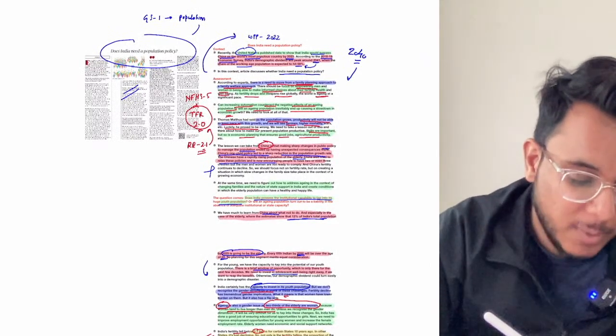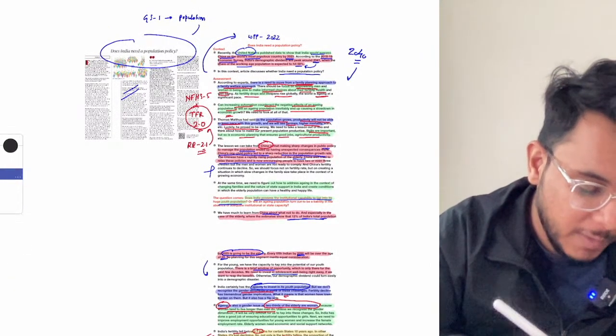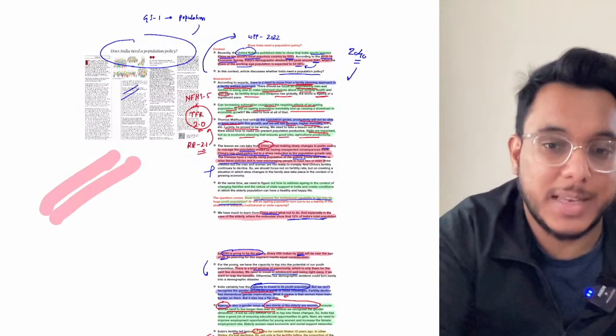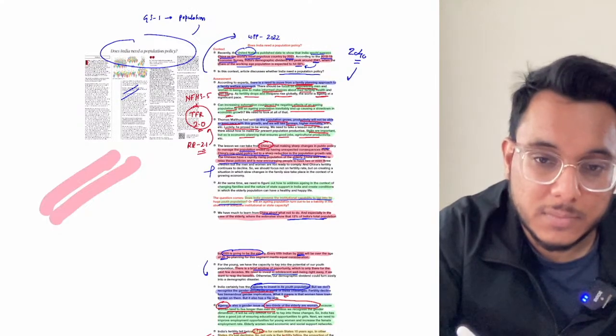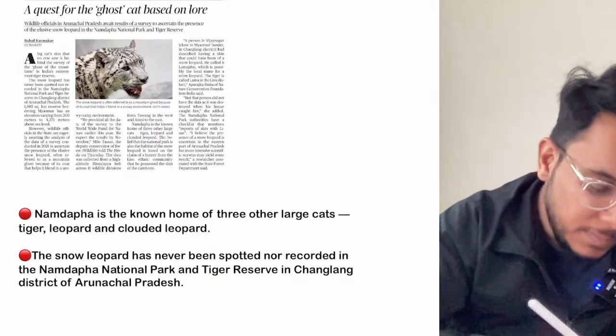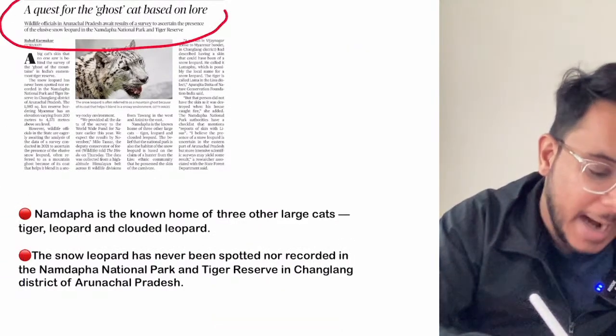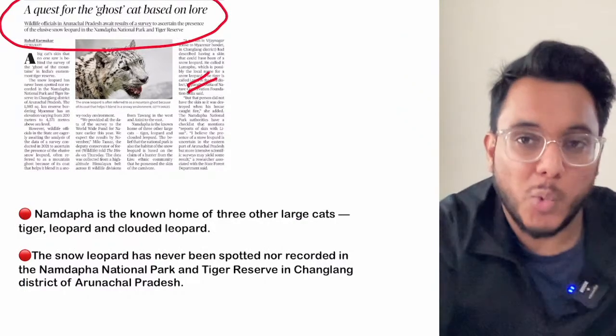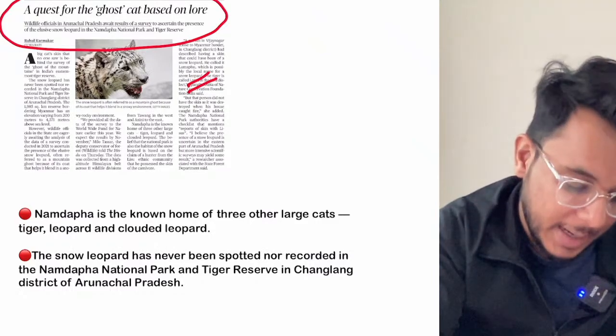So that is all, guys, about this particular article. I hope that you have understood a very good article for population and related issues. Now we'll move to the next article. A quest for the ghost cat based on lore. Now this particular article, guys, it is just containing one line concept.